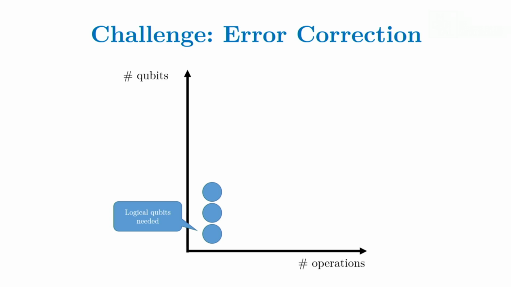Say, okay, but once I do error correction, once I make sure that I'm actually doing this on high fidelity qubits, now I have to bring a whole bunch of other qubits along. And that's going to turn out to be actually a very expensive thing. It's going to be really important here.